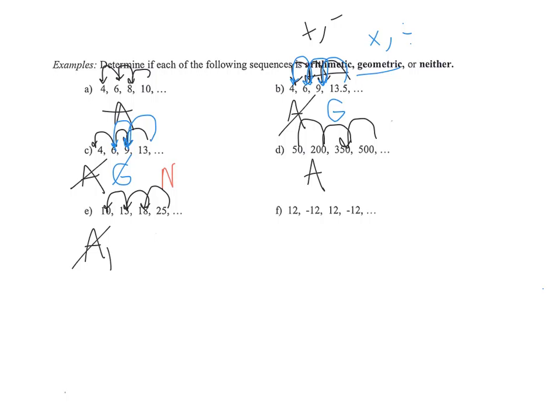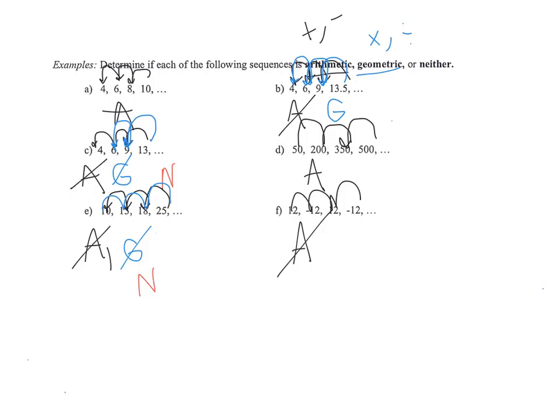And now I try geometric. So I do 25 divided by 18, and I get 1.38 repeating. And I do 18 divided by 13, which is not the same, so it's not geometric. So I divided them and they weren't the same. So it is neither.